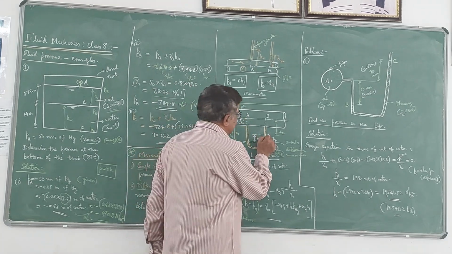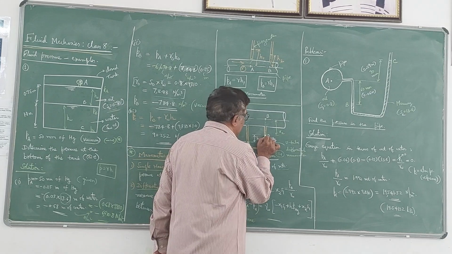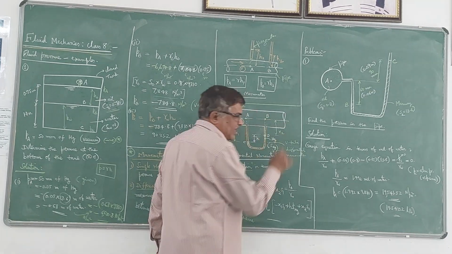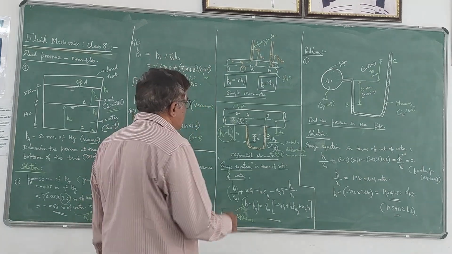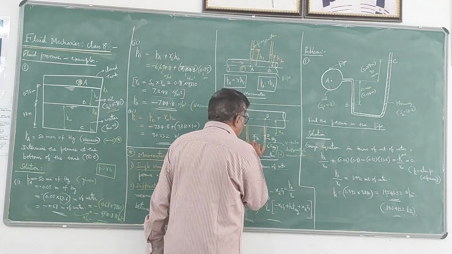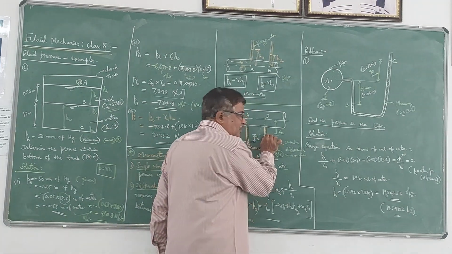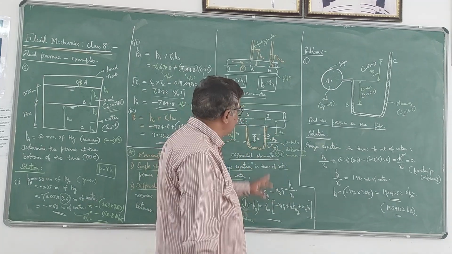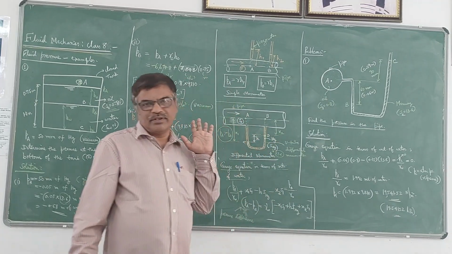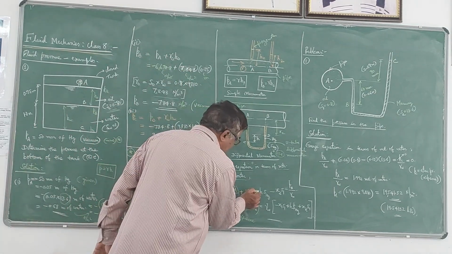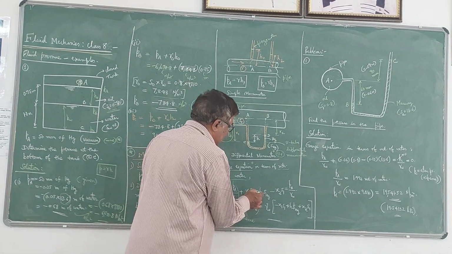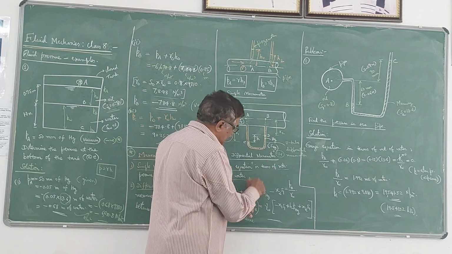Next point is D. From C you have to move towards D. From C to D you have mercury here, that is the manometric fluid. But please observe that here D is above C. Since D is above C, pressure at D will be less than pressure at C. Be careful here. So since the pressure at D is less than pressure at C, we have to take minus sign.